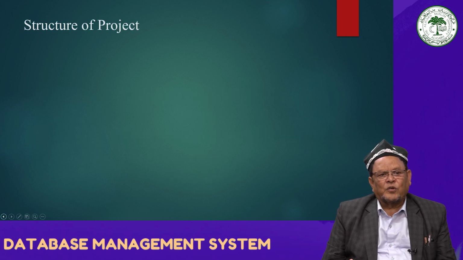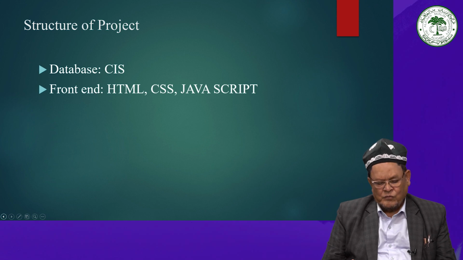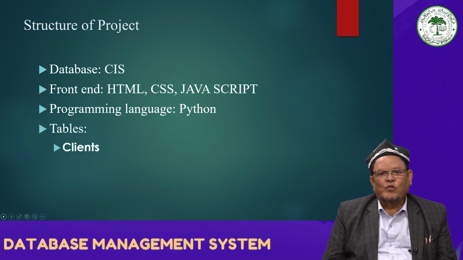What will be the structure of the project? First of all, you have to create a database, client information system. Then the front end will be HTML, CSS and JavaScript, and we'll use the programming language Python. You can use any programming language depending on the requirement. Here I have used Python. And the table you have to create here is named client. So this is the structure of the project.